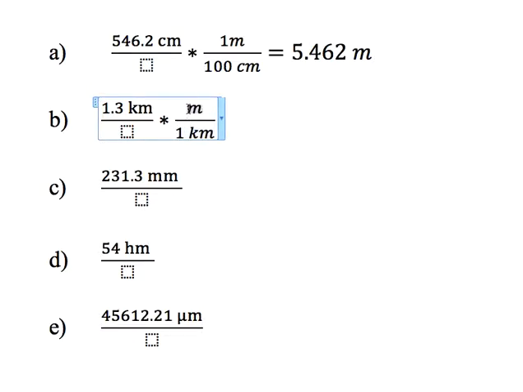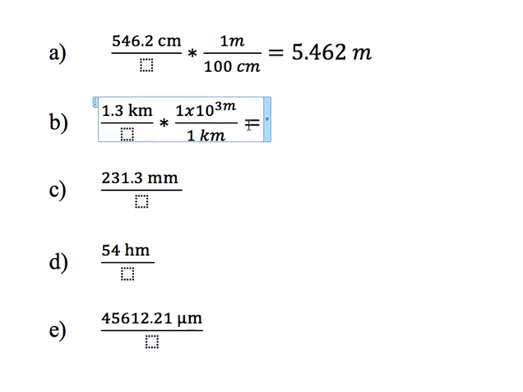And then I'm going to look on my chart and see how many meters equal a kilometer. And that is 1 times 10 to the third. Okay? All right, my kilometers will cross off, and I am left with 1.3 times 10 to the third meters. All right, next one up.